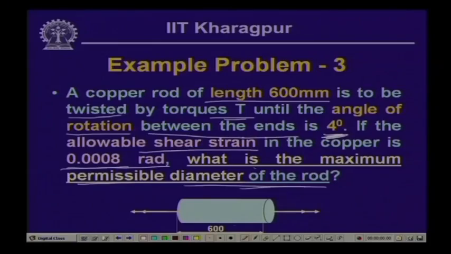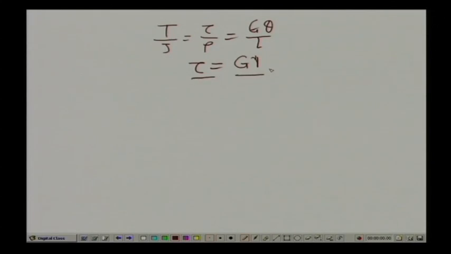Then what is the value of the torque, and what is the value of the maximum diameter to resist this much of strain? Now, let us look into it. T by J again is equal to tau by rho is equal to G theta by L. So, tau, the shearing stress, as we know, is given as G times gamma. This is the relationship between the shearing stress and the shearing strain.